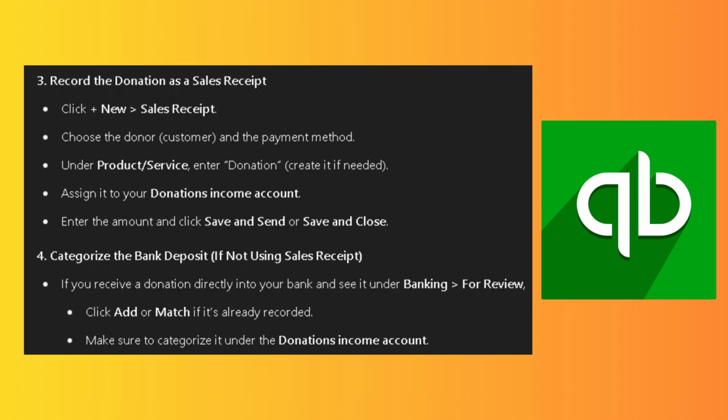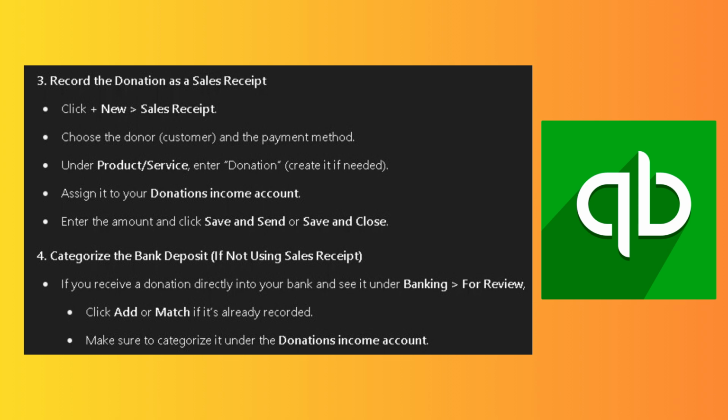Record the donation as a sales receipt. Click New, then click Sales Receipts. Choose the donor or the customer and the payment method. Under Products and Services, enter Donation. Assign it to your donations income account. Enter the amount and click Save and Send, and then close it.